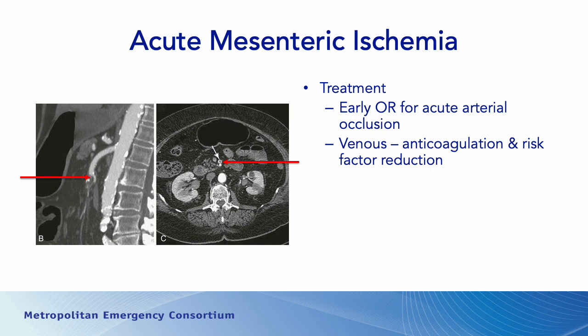So how do we do that? Well, if it's arterial occlusion, they go to the OR for treatment. If it's venous, which sometimes happens, we put them on anticoagulants, treat them medically. They don't go to the OR. The vast majority of the patients are acute arterial occlusion and need surgery.